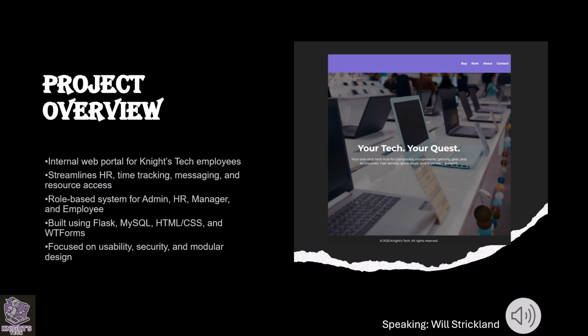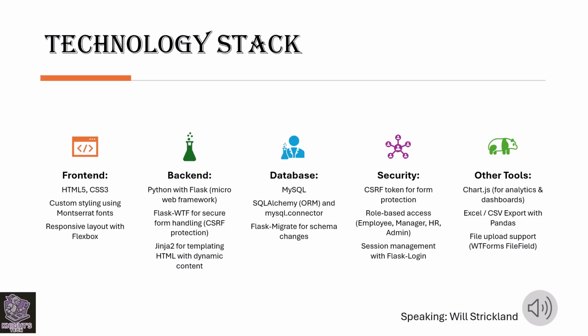It was built using different types of coding languages like SQL, HTML, CSS, and WD forms, and is focused on security and accessibility for all employees. So for the employee portal, we've enlisted different types of technologies to help build the site. On the front end, we have HTML and CSS. Back end, we've employed Python. Database, we use MySQL. For security, we have CSRF tokens as well as role-based access for managers. And we've also enlisted other tools like Excel and CSV export with pandas.